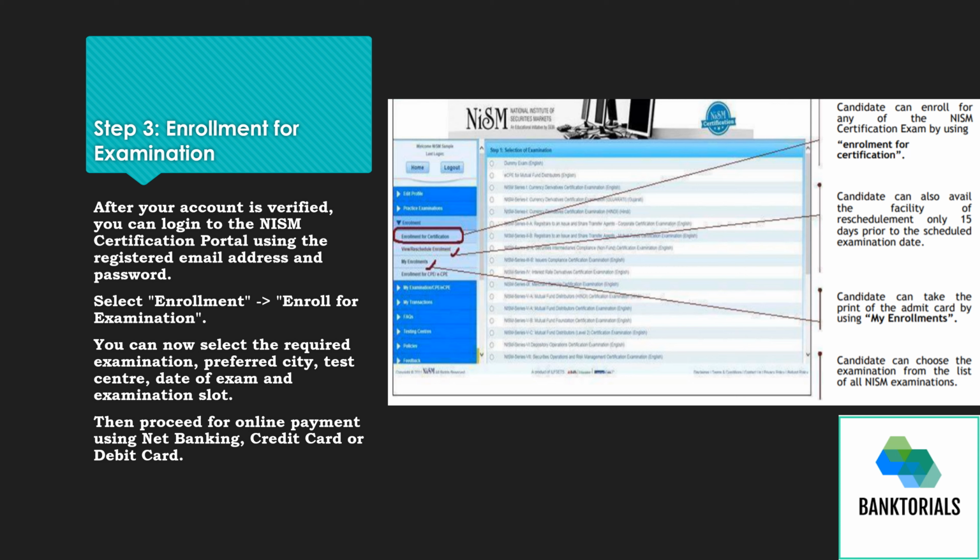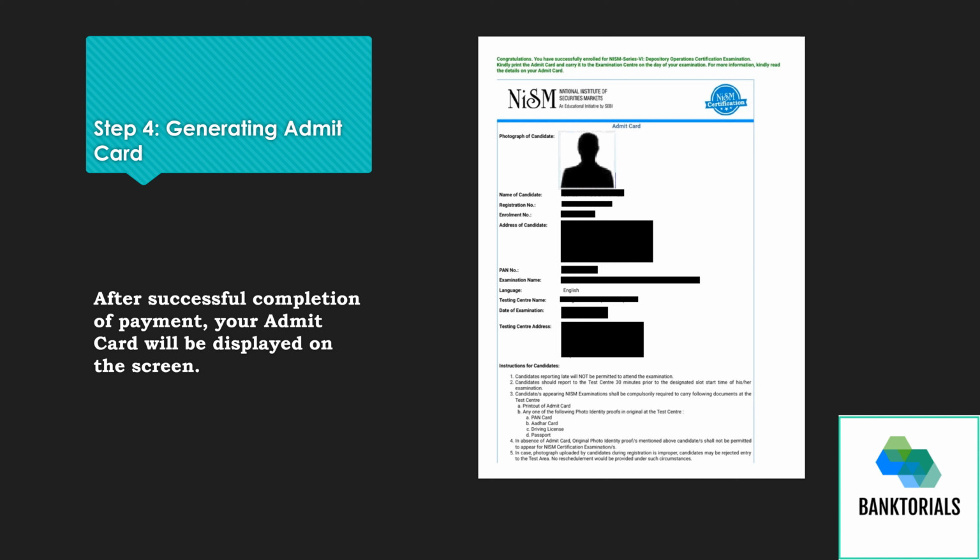It means you need to make an advance payment for this particular exam. This payment can be made by net banking, credit card, or debit card. Once you do it, after successful completion of this payment, your admit card will be displayed on the screen itself, and it will carry all the details of yours which you might have entered at the time of the certification process.